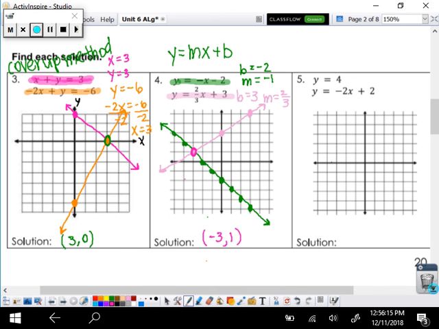We're just going to keep doing that same thing. Graph your two equations, see where they intersect. Next we have y equals 4, so that's a horizontal line at y equals 4.